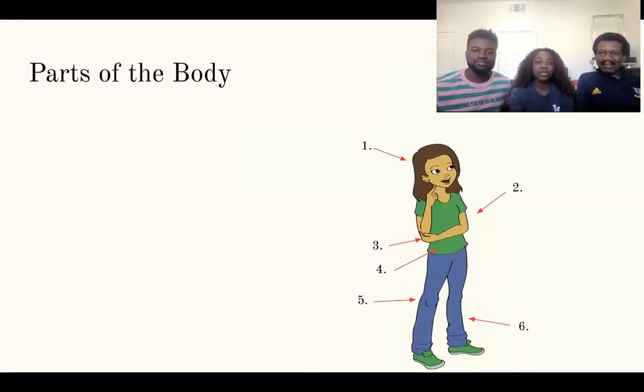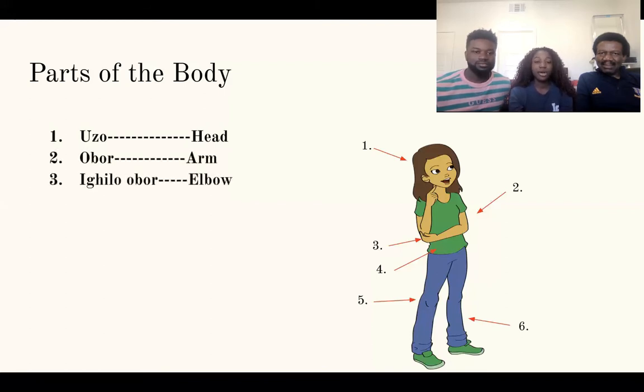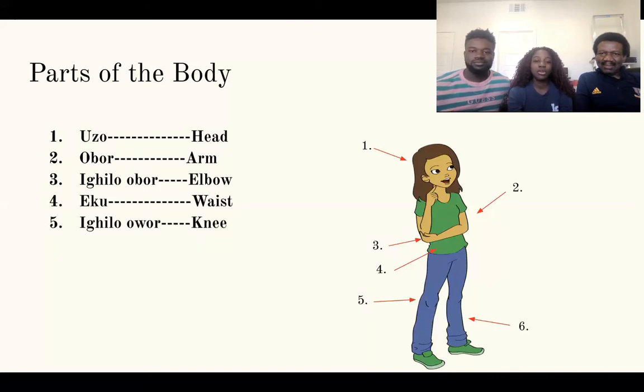First we're going to go through the major parts of the body. For number one, we have head, which is uzo. For arm, we have obo. For elbow, we have igilo obo. For waist, we have eku. For knee, we have igilowo. And for shin, we have ubo.